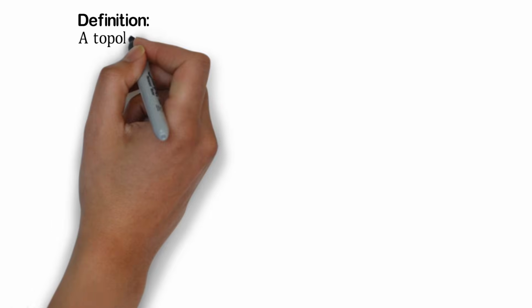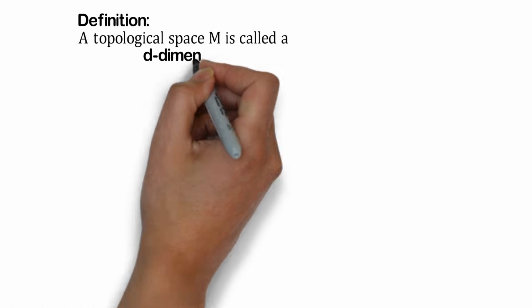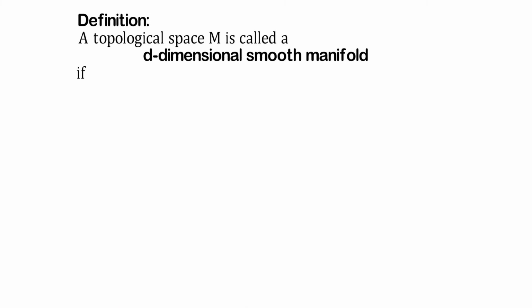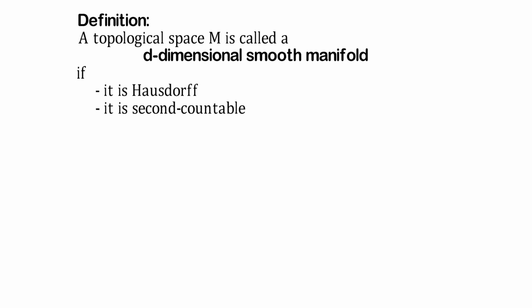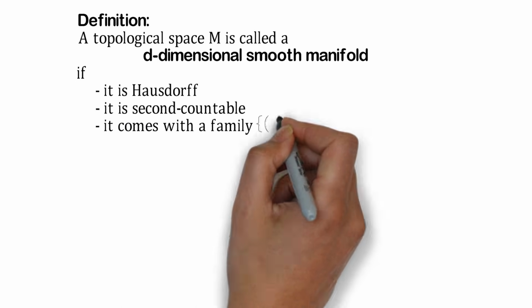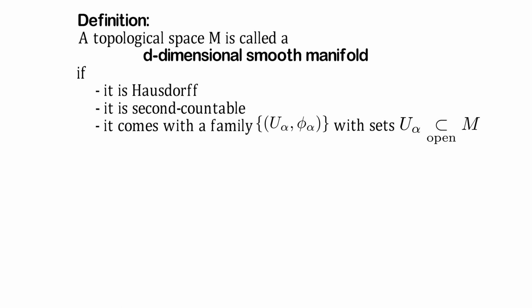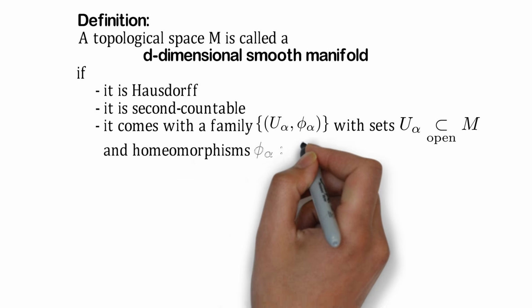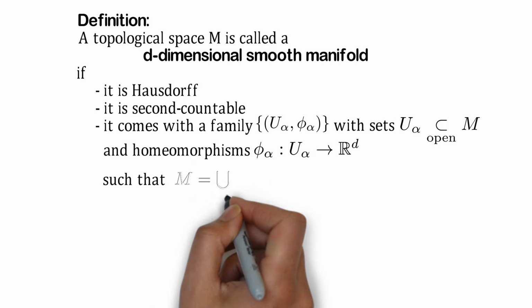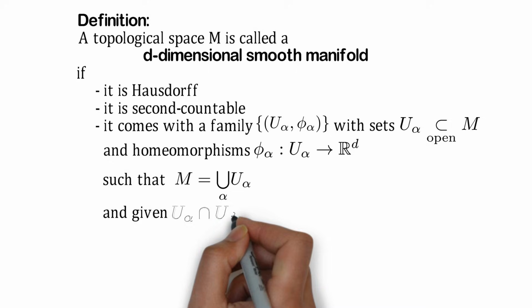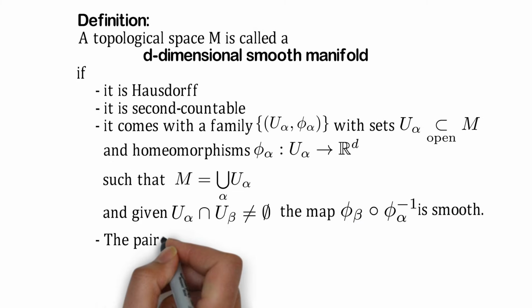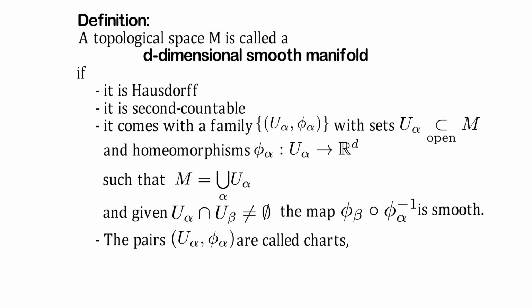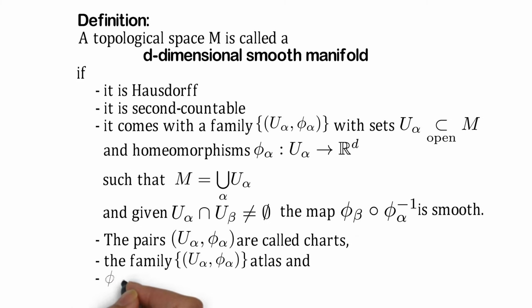A topological space M is called a d-dimensional smooth manifold if it is Hausdorff, it is second-countable, it comes with a family (U alpha, phi alpha) with open sets U alpha and homeomorphisms phi alpha, such that M is the union of all U alpha, and the transition maps are smooth. The pairs (U alpha, phi alpha) are called charts, the whole family atlas, and the phi's coordinate functions.